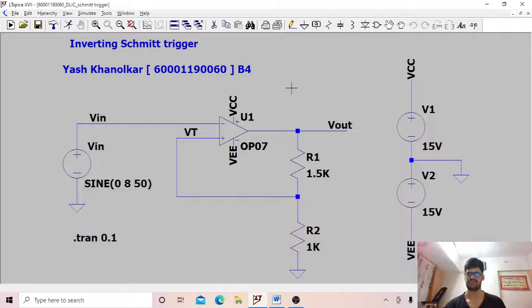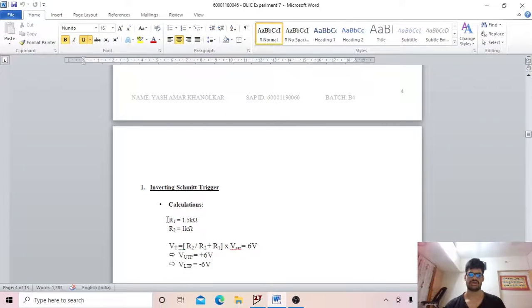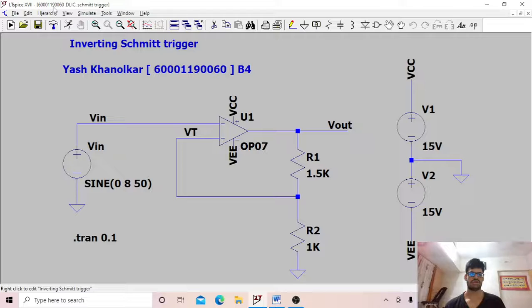The output voltage we get at the output is fed back to the input, and Vt can be either plus beta Vsat or minus beta Vsat. We have a calculation to find this, and we can take any values of R1 and R2. We have taken 1.5k and 1k, and we pass them through this equation and multiply by Vsat, which can be either 14 volt or 15 volt, and we get 6 volts in our case. So the upper trip point and lower trip point are plus 6 volt and minus 6 volt respectively. So we directly go to the simulation.